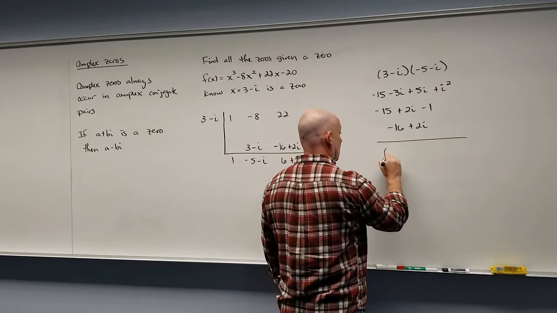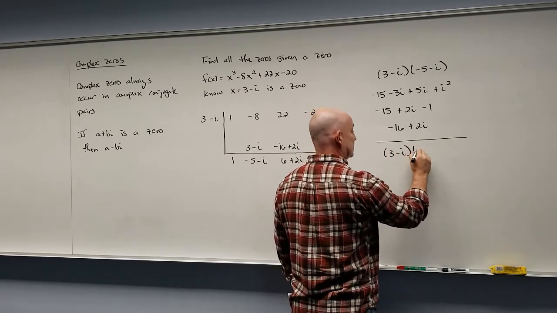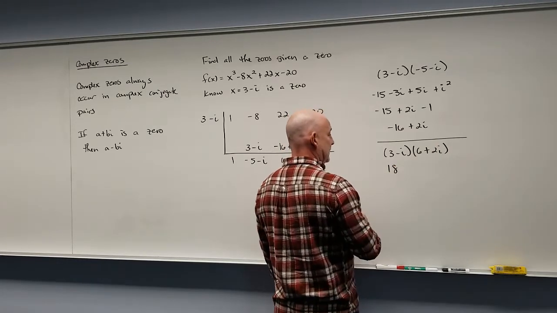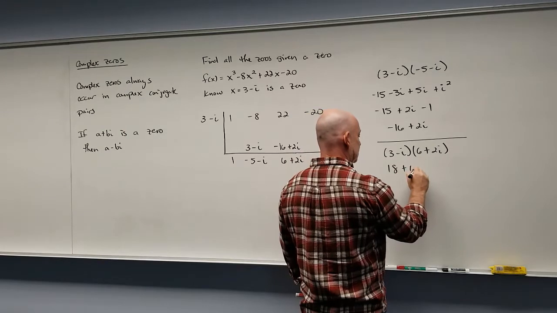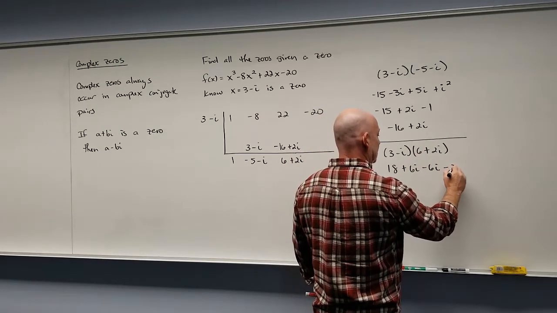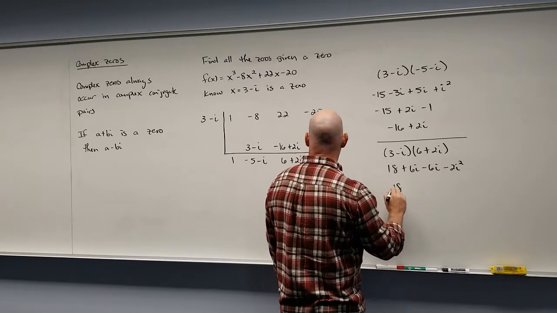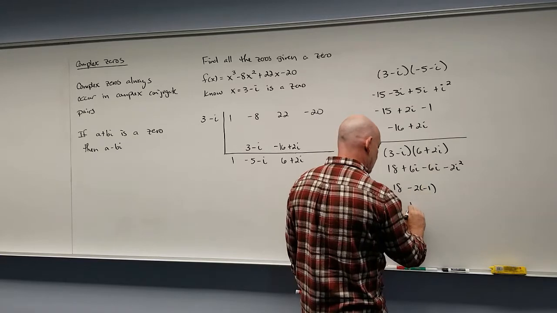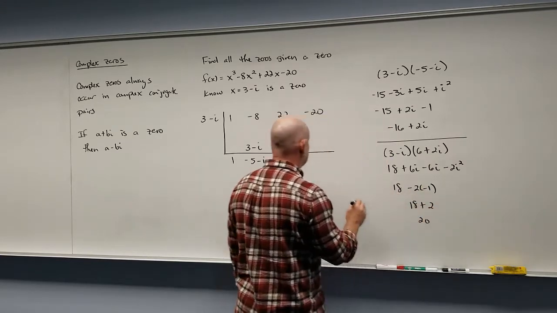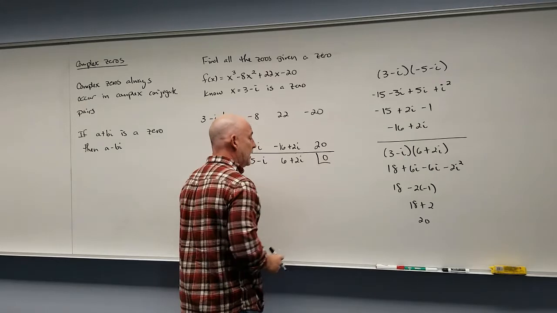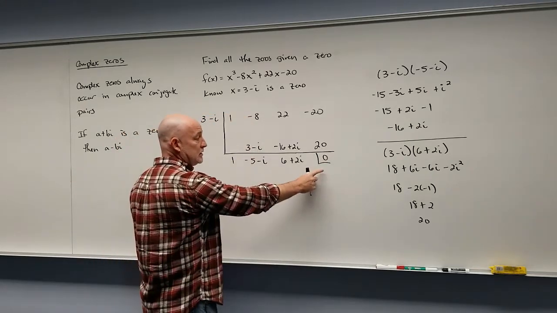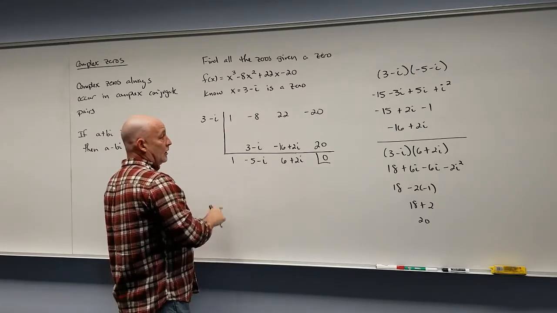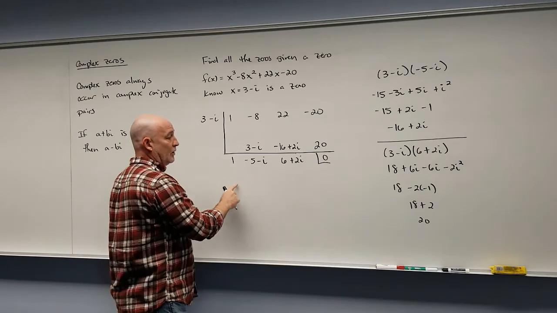All right, so now we have to do 3 minus i times 6 plus 2i and start distributing. That's going to give me 18 plus 6i minus 6i minus 2i squared. i squared is negative 1. See, those two in the middle cancel. That's negative 2 times negative 1. 18 plus 2 is 20. All right, now notice we got 0 as a remainder. If you didn't get 0 as a remainder here, you know you made a mistake because you were told that it's a 0.